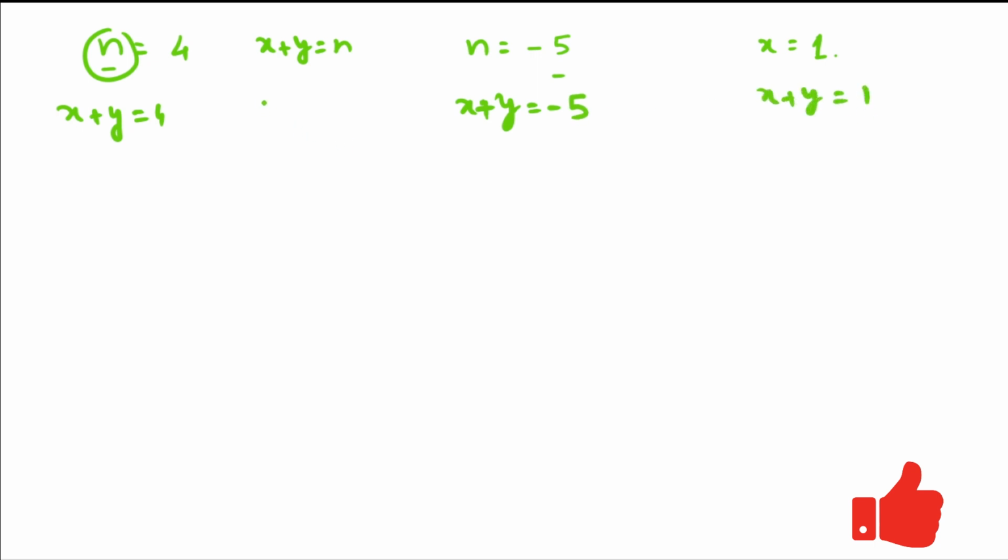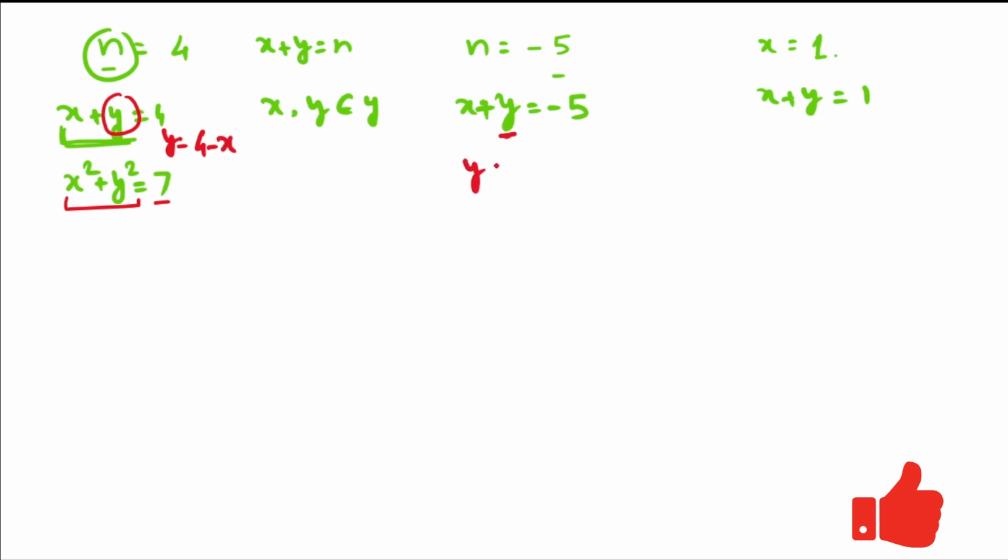Initially we were told the values of x and y are real numbers, so we'll check the x and y values for real numbers. We had equation 1: x square plus y square is equal to 7. For checking this, we'll put the value of y as 4 minus x, negative 5 minus x, and 1 minus x.